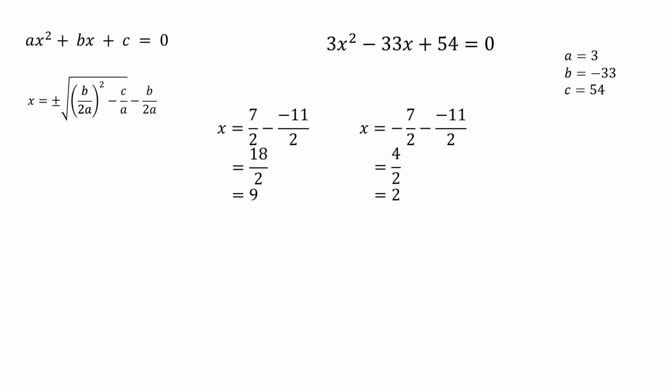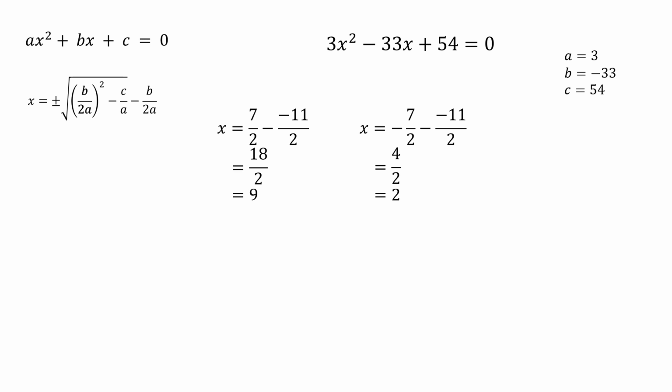Next step, we put the 7 over 2 and the -11 over 2 and plug it in to the formula. And then we will get two answers for x. One is where 7 over 2 is positive, and the other one is where 7 over 2 is negative. And after some simple arithmetic, we'll get that x equals 9 and also equals 2.